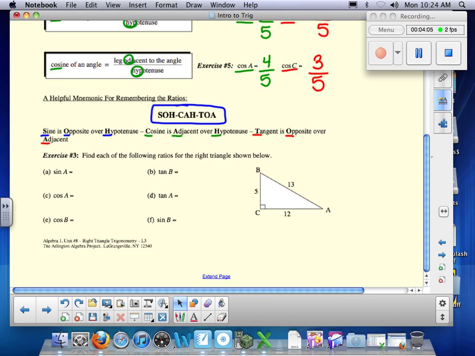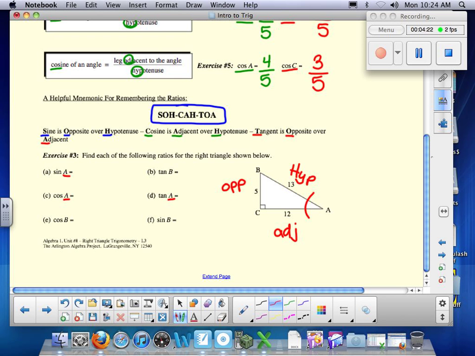So let's go ahead. Now remember, pay attention here. We have two different angles that we're referencing. Angle A we'll do first. So this is the hypotenuse. This is the side opposite, and this is the side adjacent. So sine is opposite over hypotenuse, and we're just going to write the fraction. Cosine is adjacent over hypotenuse, and we're just writing the fraction. Tangent is opposite over adjacent. And again, we're just writing that ratio, that fraction.